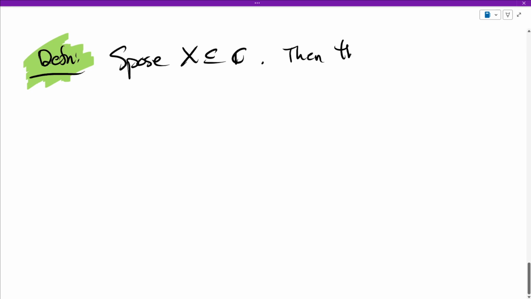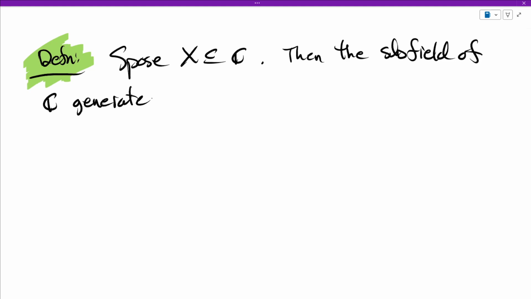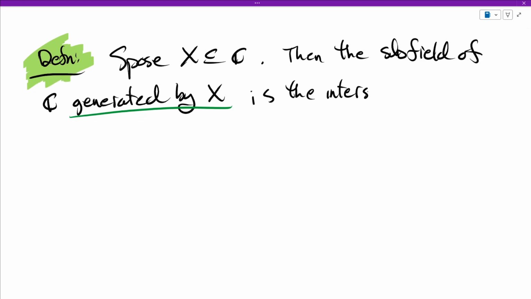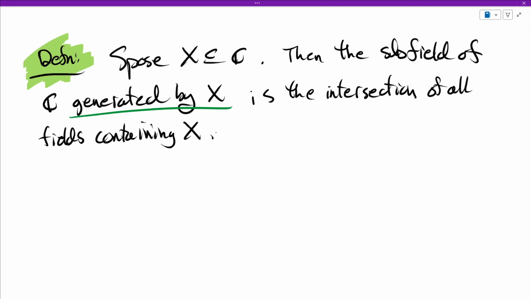Then the subfield of C generated by X is the intersection of all fields containing X. In your homework, you will prove this is actually a field, the intersection of all fields containing it. It's not a hard problem. Don't overthink it.